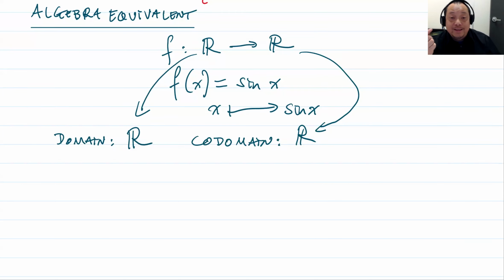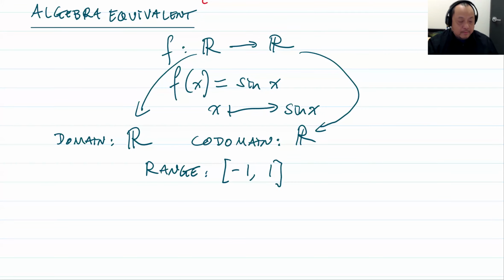And the range, though, is not all of the other R. Sine of a number is only between -1 and 1. So the range of f is only the interval from -1 to 1. Right? That's the difference. Now, the reason why we didn't use the word codomain in regular algebra is because we really didn't care. It wasn't important to us.